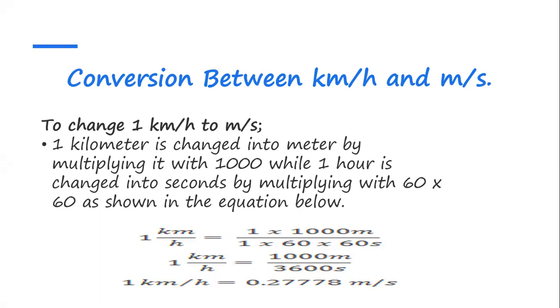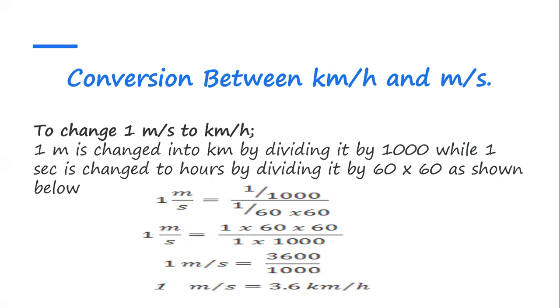Now, changing meter per second to kilometer per hour, we know that 1 meter is changed into kilometer by dividing it by 1,000, while 1 second is changed into hours by dividing it by 60 times 60, as shown below. Here is how it happens. 1 meter per second will be equal to 1 upon 1,000 over 1 upon 60 times 60. So 1 meter per second equals 1 times 60 times 60 upon 1 times 1,000, which equals 3.6 kilometer per hour.